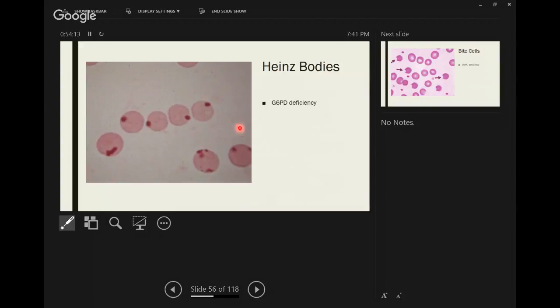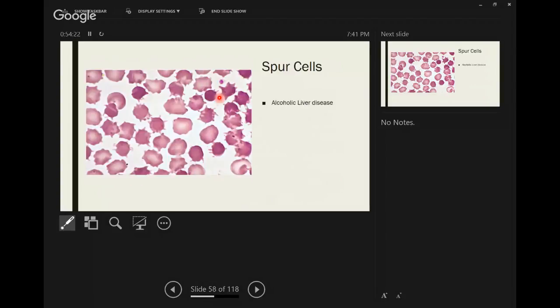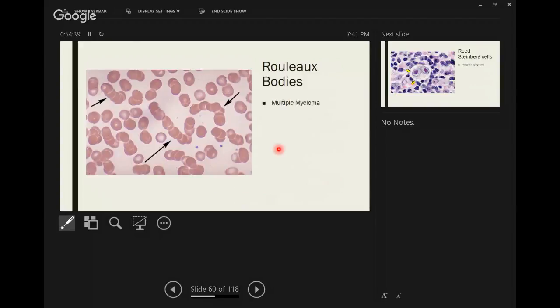Heinz bodies, I can't remember exactly what they are, but they're in G6PD deficiency. They're pathognomonic for that, as are bite cells. It's literally a little bite taken out of the cell. Spur cells have longer, thinner spurs. They're also called acanthocytes, and they're in alcoholic liver disease. Burr cells are kind of nodular, so you can get them in uremia and liver disease, but they can also just be from the collection process.